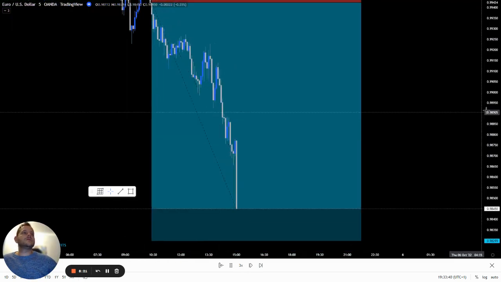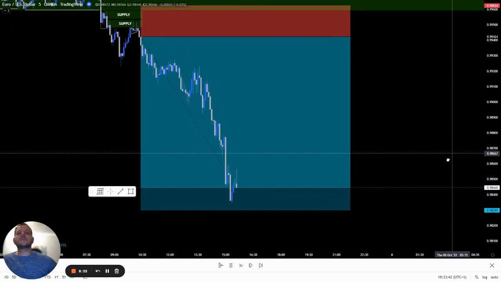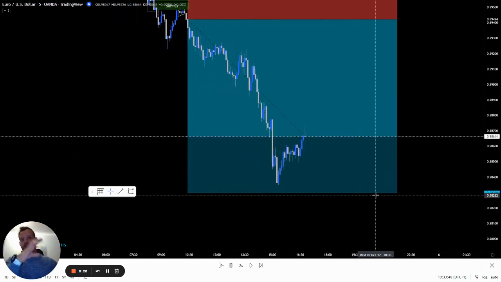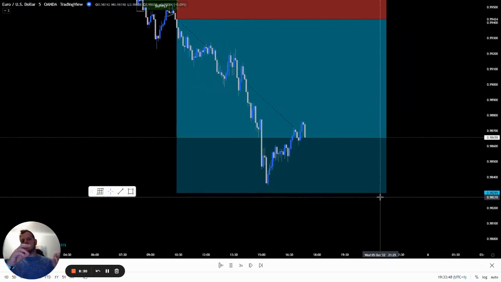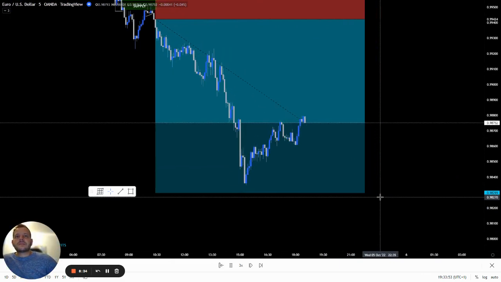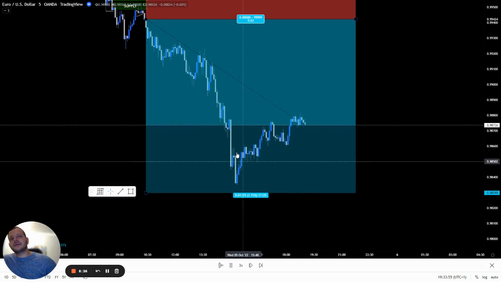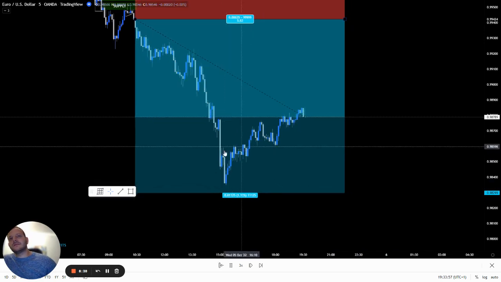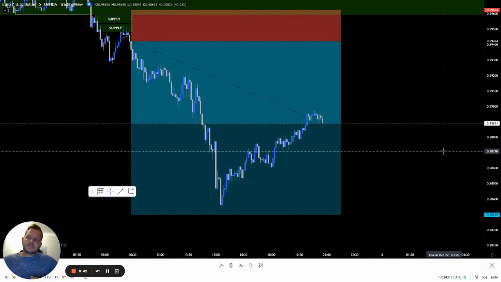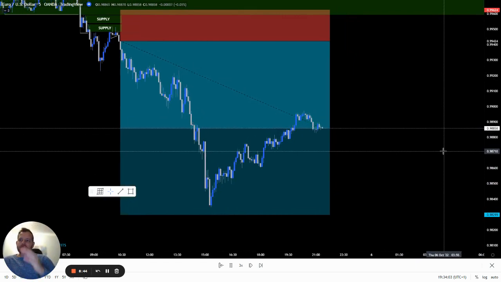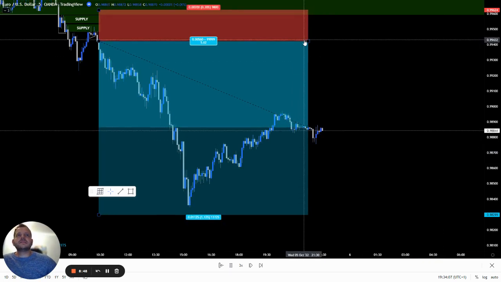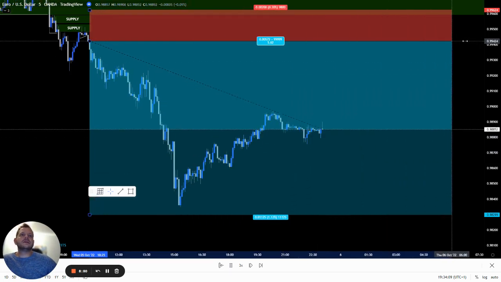It went down quite a bit. Obviously, my TP was longer than this anyway, so it wasn't near TP. It was just in my blue area. You could tell it was the pullback because it broke the 15-minute low there.